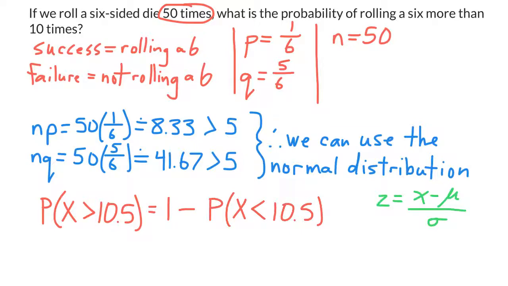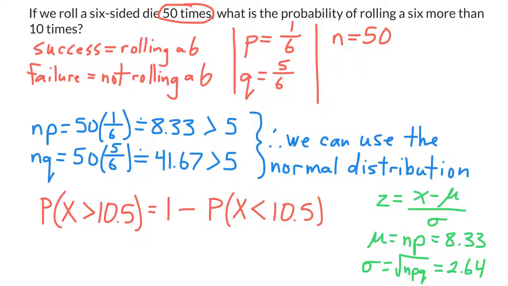If you'll recall, the z-score is calculated by taking the x value minus the mean and dividing that by the standard deviation. And the mean is approximated by n times p for a binomial distribution, which in our case is about 8.33, and the standard deviation is approximated by the square root of n times p times q, which for this example is about 2.64. So I can use this to change my x value into a z-score.